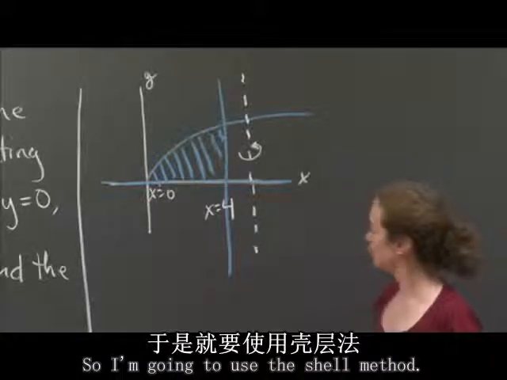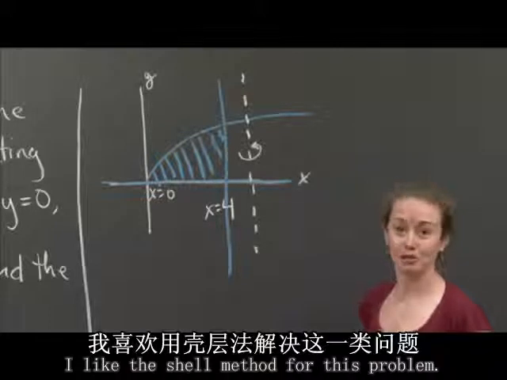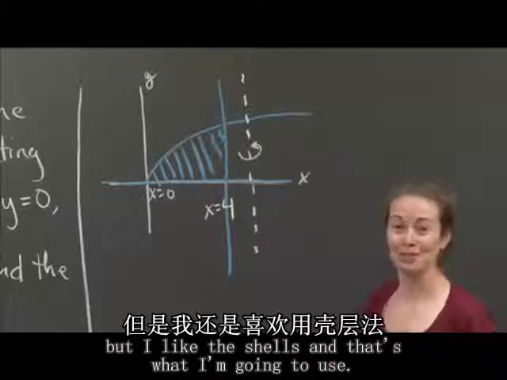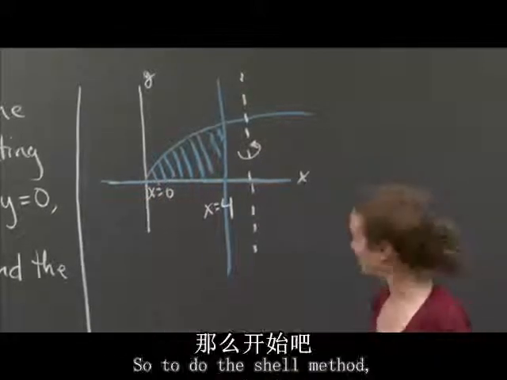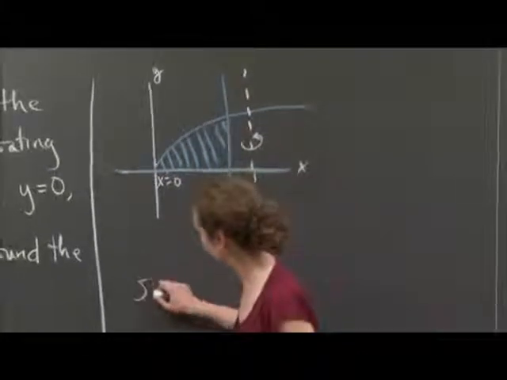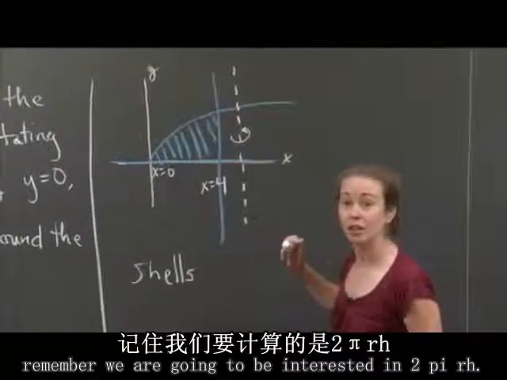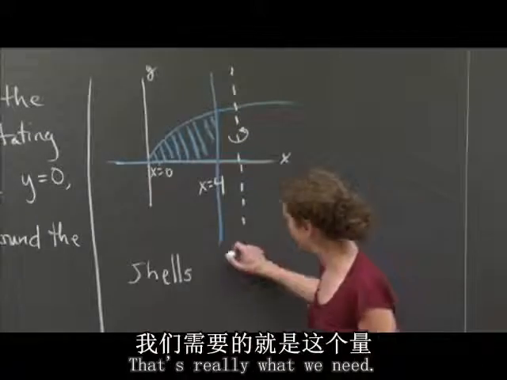So I'm going to use the shell method. I like the shell method for this problem. You could use the washer method for this problem, but I like the shells, and that's what I'm going to use. So to do the shell method, remember we are going to be interested in 2 pi r h. That's really what we need.